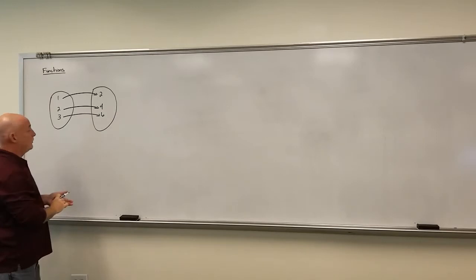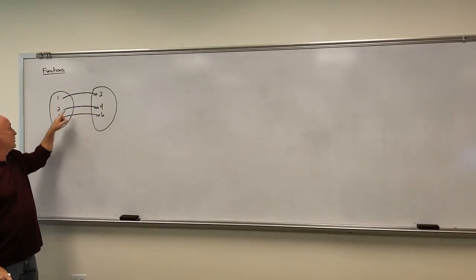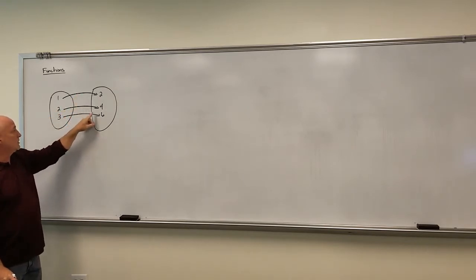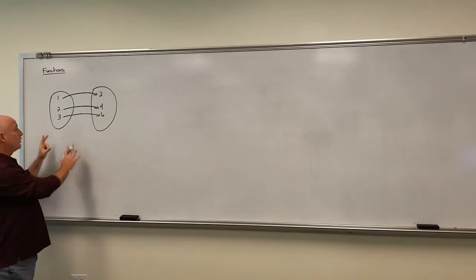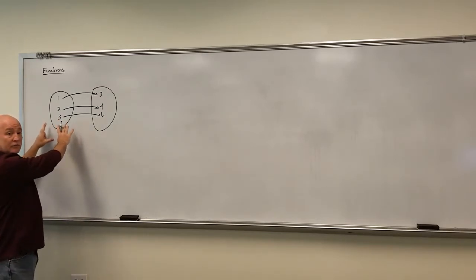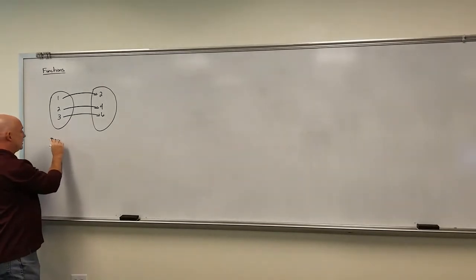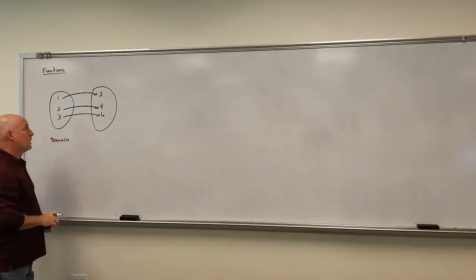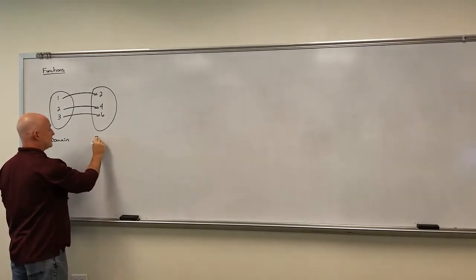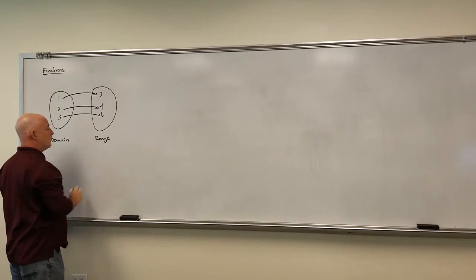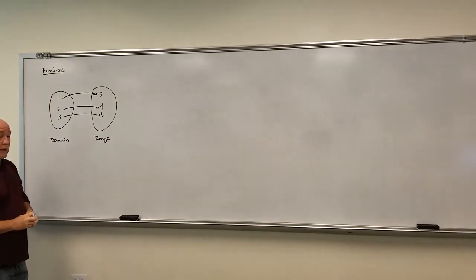So in this case, if I take a 1 and plug it into this invisible machine, it changes into a 2. If I plug a 2 into the invisible machine, it turns it into a 4, and a 3 into a 6. Now notice, we're using this set of numbers over here as our input. We generally call this the domain. This was the output of the function, and we generally call this the range. So the input's the domain, and the output is the range.